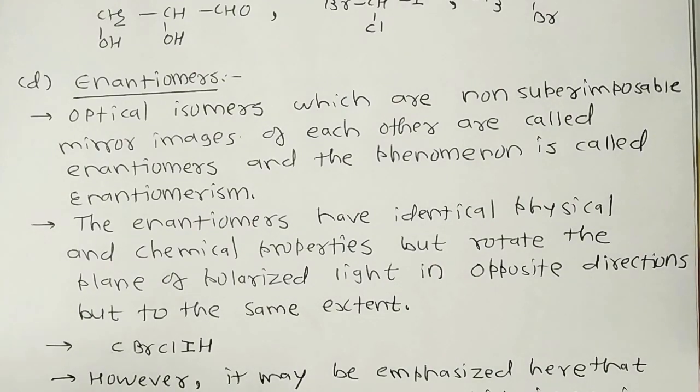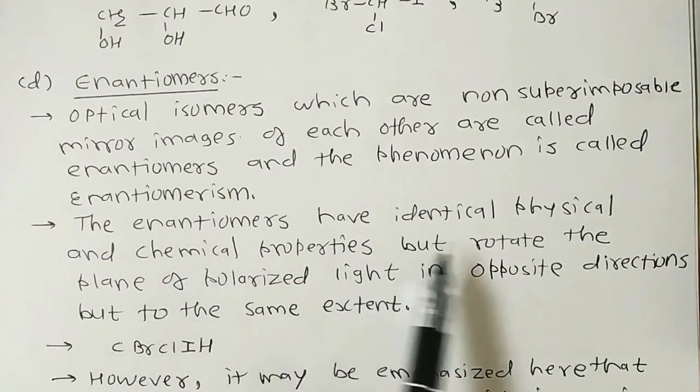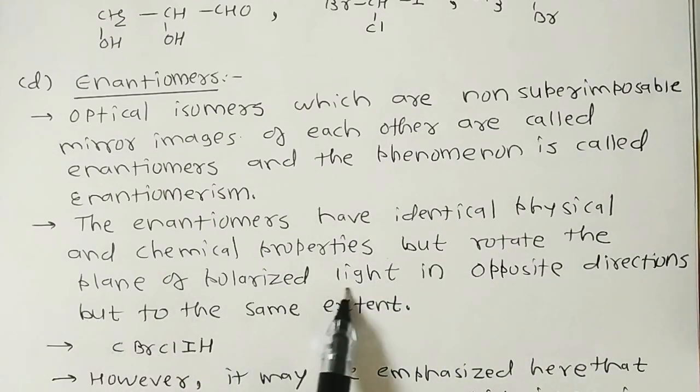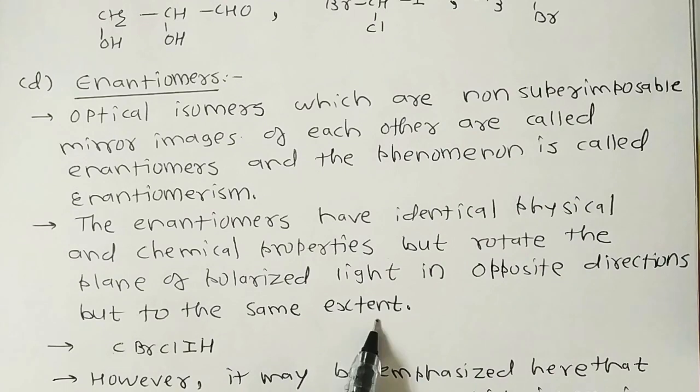So what is the difference between them? Some people say that they have the same physical properties like melting point, boiling point, dipole moment and so on, and the same chemical properties. So is it different? Yes, definitely it's different because they rotate the plane of polarized light in opposite directions, but to the same extent. If a compound rotates 18 degrees clockwise, its enantiomer, the mirror image, rotates the same 18, but the first is plus 18, the other is minus 18. The first is called dextro and the other is called levo. So enantiomers have identical physical and chemical properties but rotate the plane of polarized light in opposite directions to the same extent.